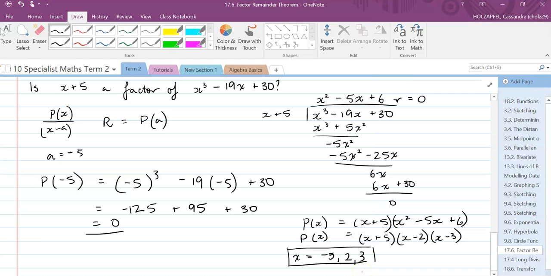So there you go. That's how we use our factor remainder theorem to find remainders when we divide by a linear factor, but also how we can use the factor remainder theorem to help us factorize polynomials without having to necessarily use long division to find that first factor.